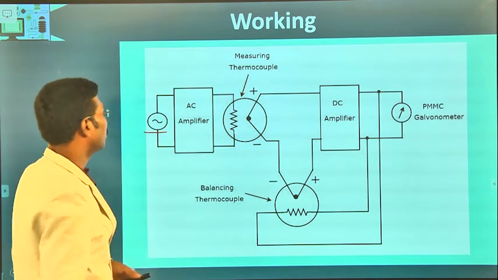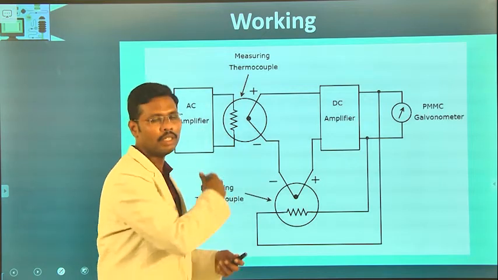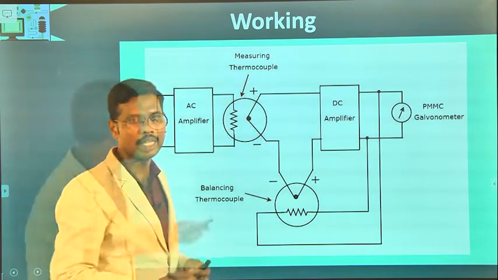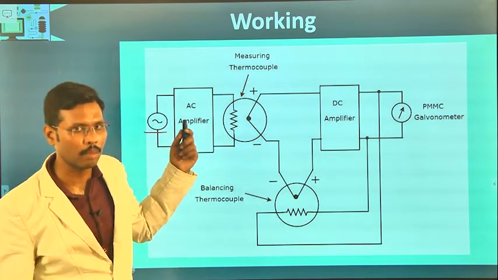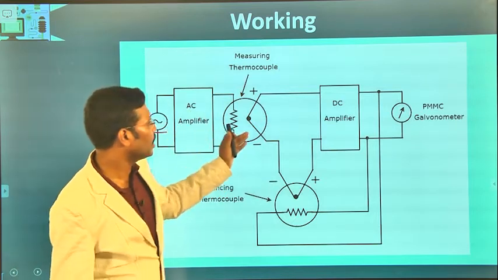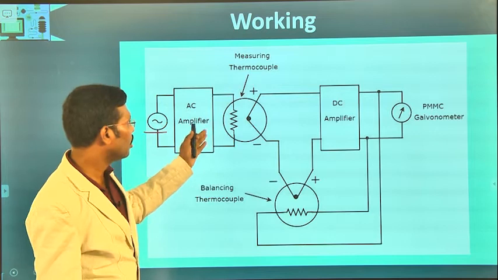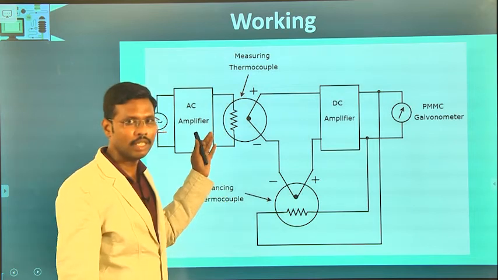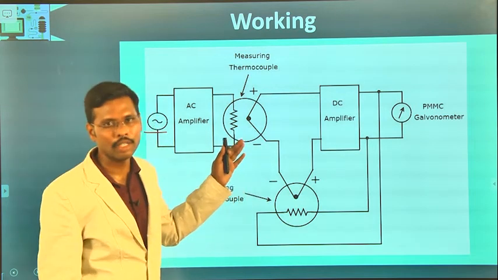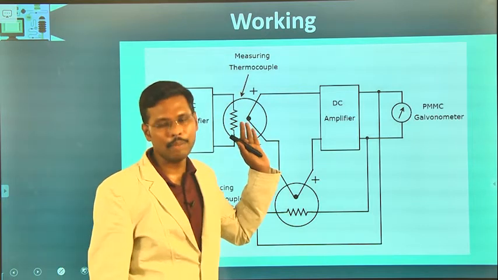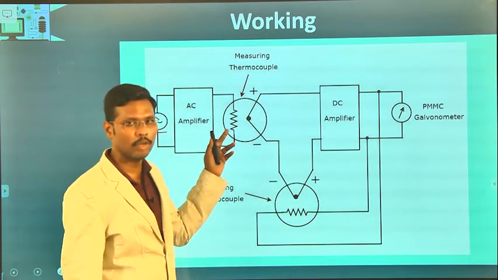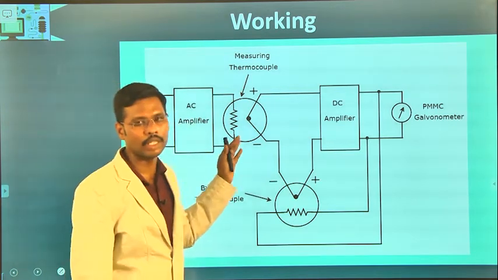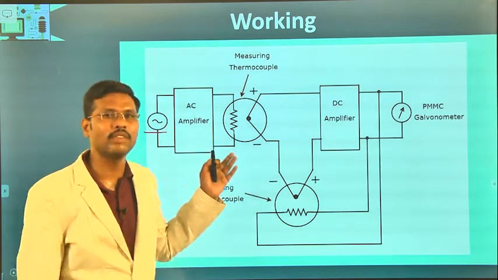When we connect the output of the amplifier to a resistor, current will flow through it, and obviously the resistor will generate some heat, that is the thermal effect. We place a thermocouple within the proximity of this resistor, so that the heat generated by the resistor is absorbed by the thermocouple, and the corresponding reading will be displayed on the PMMC galvanometer. So, the input signal is given to the amplifier, the output of the amplifier is connected to a resistor, or else we can replace the resistor with a heating coil also.